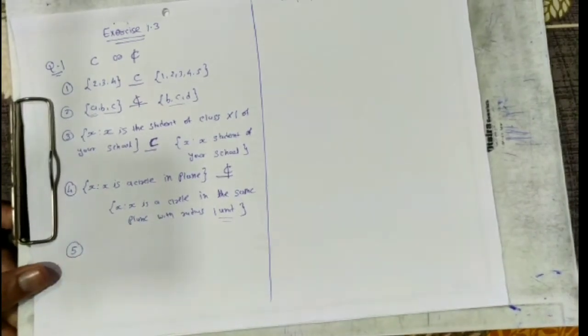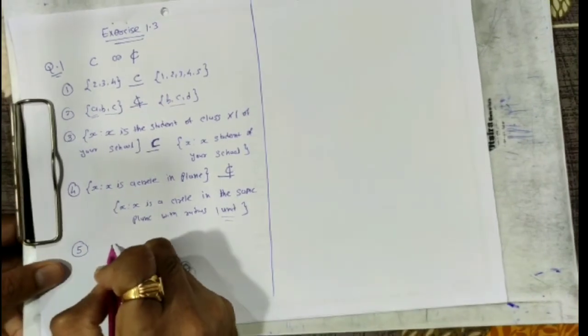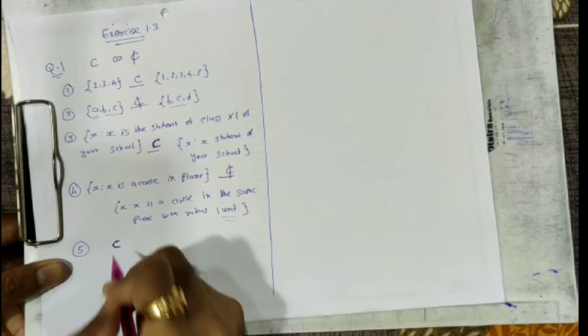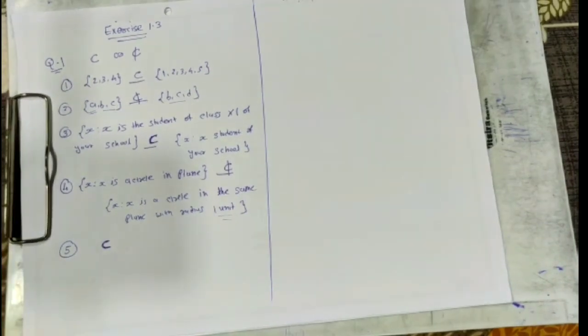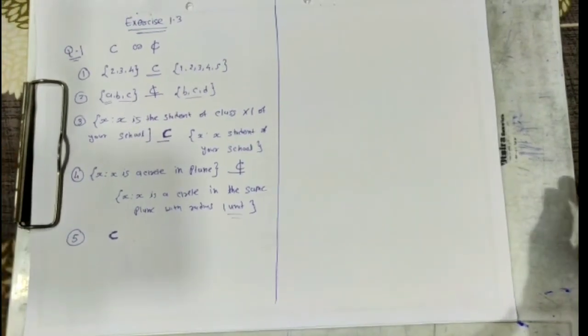Similarly, question number 5. {x: x is an equilateral triangle in a plane}. So all equilateral triangles in a plane are a part of the triangles in the same plane. I'm not writing the question. You have to consider the set of all the equilateral triangles in a plane. All equilateral triangles are a part of all the types of triangles which lie in the same plane. Done? So it's a subset. Question number 6.